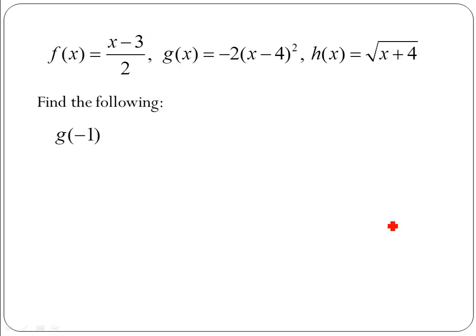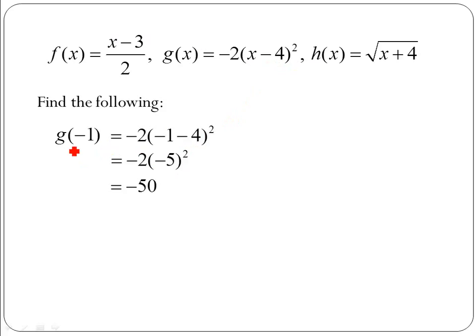Okay, so notice how I took and replaced this x with negative 1. I'm going to replace the x with negative 1. So I'll get negative 2 times (negative 1 minus 4) squared. Now I just have to evaluate it. So I get negative 5. Negative 5 squared is 25, times negative 2 is negative 50.